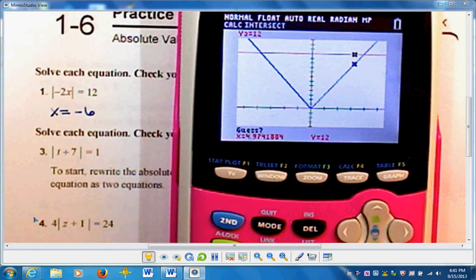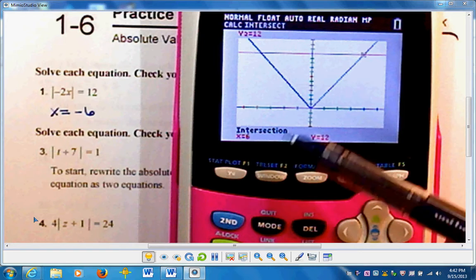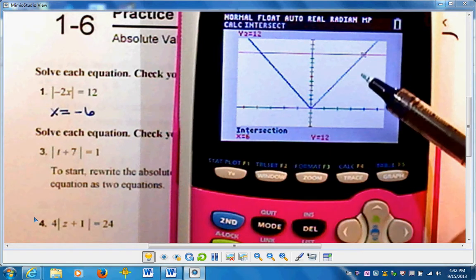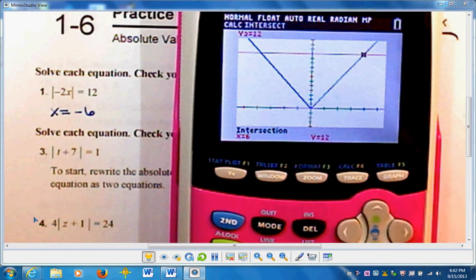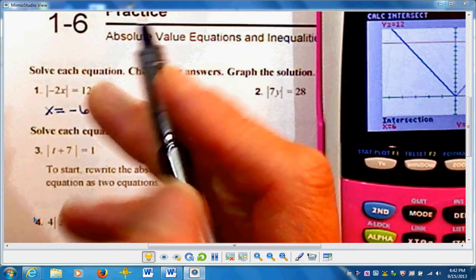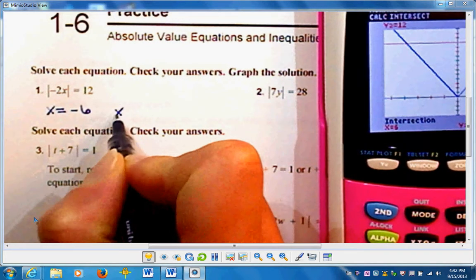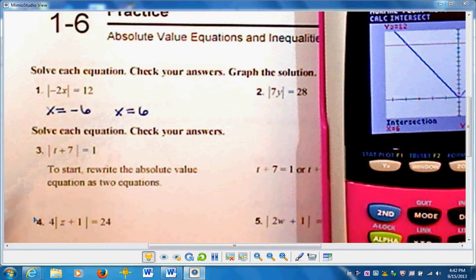I never guess. I push enter again. And I just happen to get 6 right here. X is 6 when y is 12. So that means that my x can also be 6. So those are my two answers for that problem using the calculator.